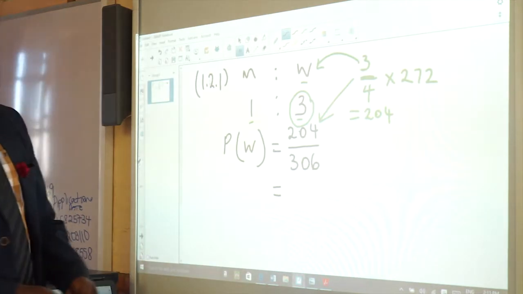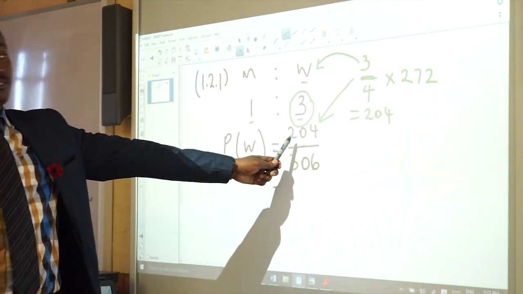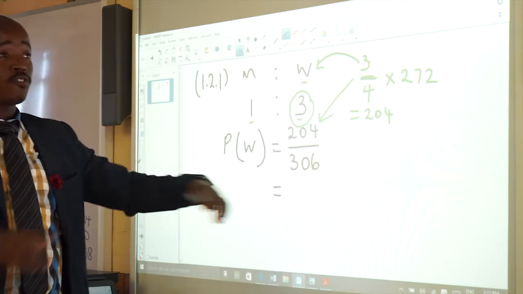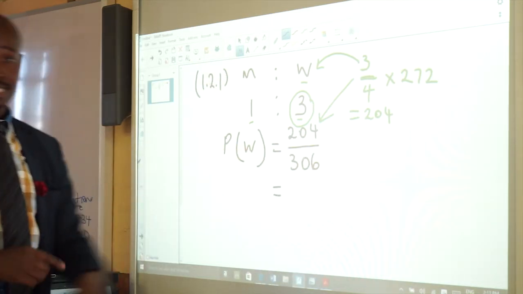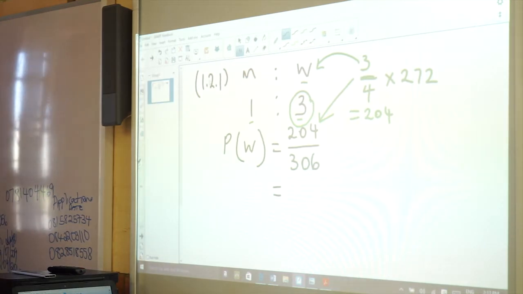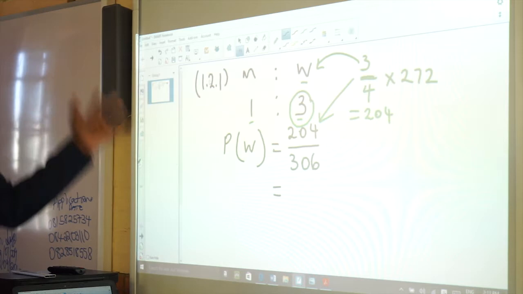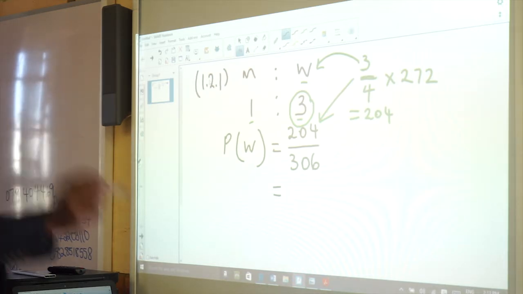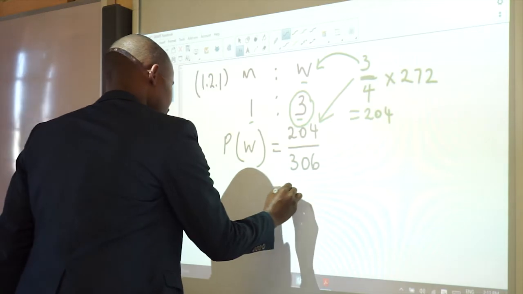So that means we've got 204 chances of picking a female cleaner, because there are 204 females who are cleaners, out of total outcomes, which are 306 employees, because the question says once every month the company selects from all employees. So what is our answer? 0.66666 recurring. Okay.